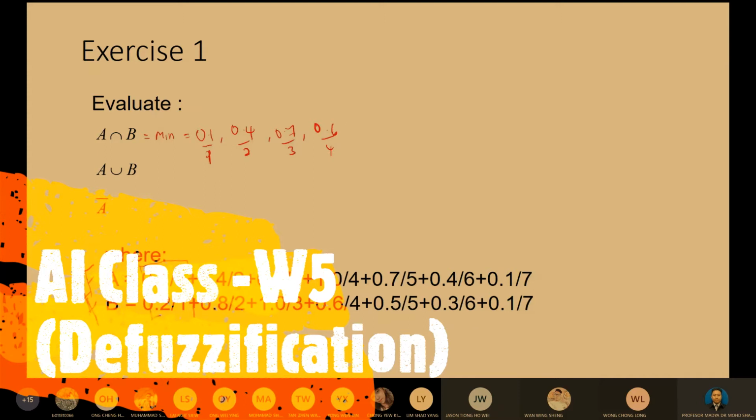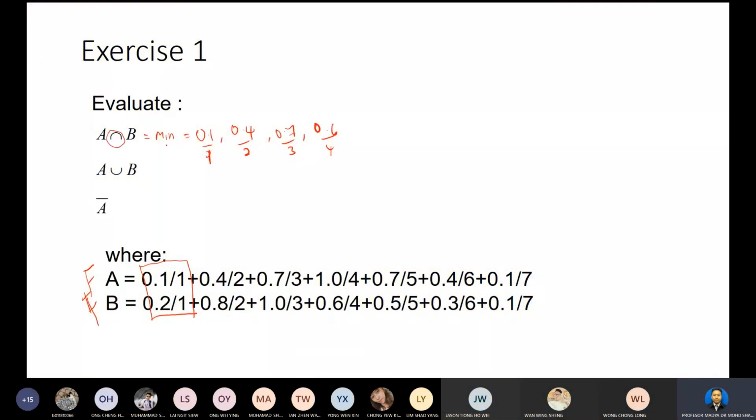If we do the intersection operation, this means we select the minimum, making sure you compare the same sequence, for example sequence number 1 with sequence number 1. That's why for 0.1 and 0.2, which one is the minimum? The answer is 0.1. Sequence number 2: 0.4, 0.7, 0.6, 0.5, 0.3, and 0.1. So this is the operation of the intersection.